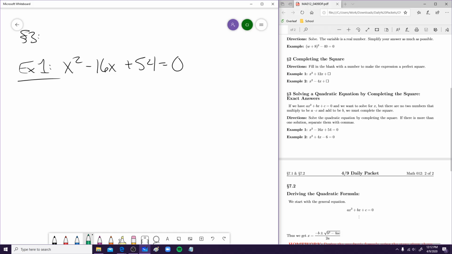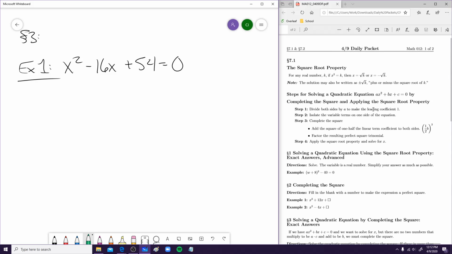So going up, following these steps, we want to divide both sides by a, making the leading coefficient 1. So our leading coefficient is already 1, so we don't have to do step 1. Step 2, we're going to isolate the variable terms, by bringing over the constant to the other side. So we're going to subtract 54 from both sides. I do not know why I just brought it over. So this is equal to negative 54, not positive.